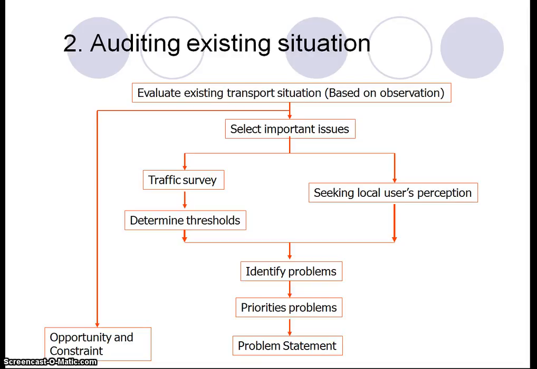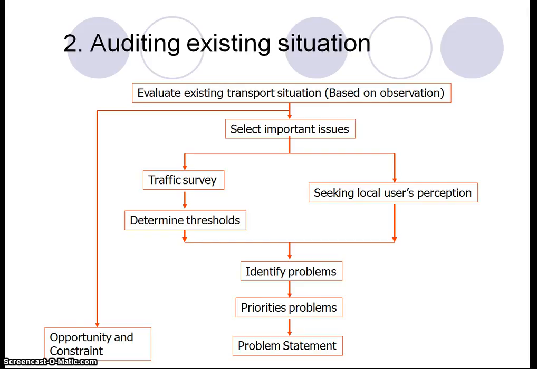And for the second activity, auditing existing situation, we want to evaluate existing transport situation based on observation. First, we have to select important issues. This one is quite tricky because sometimes we don't know that area, so we have to go to see the people and ask them what's their main concern, and of course the authority who hired us.